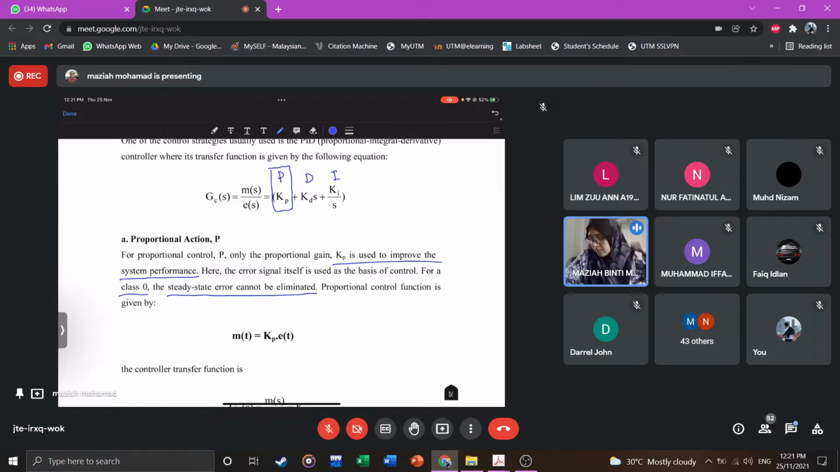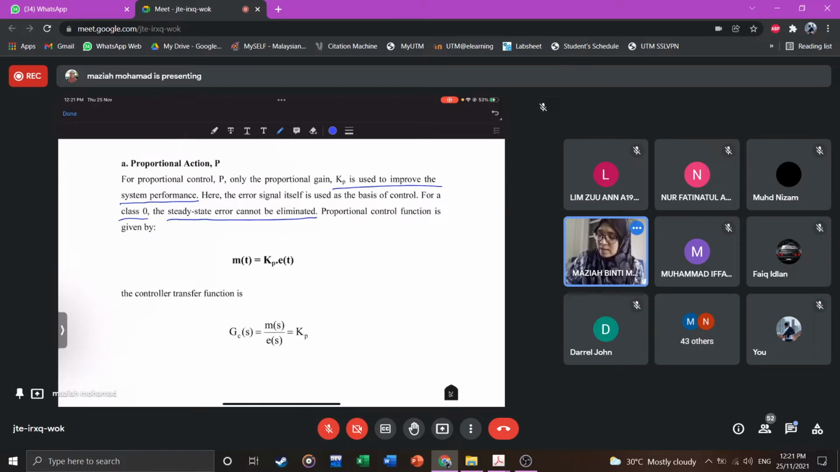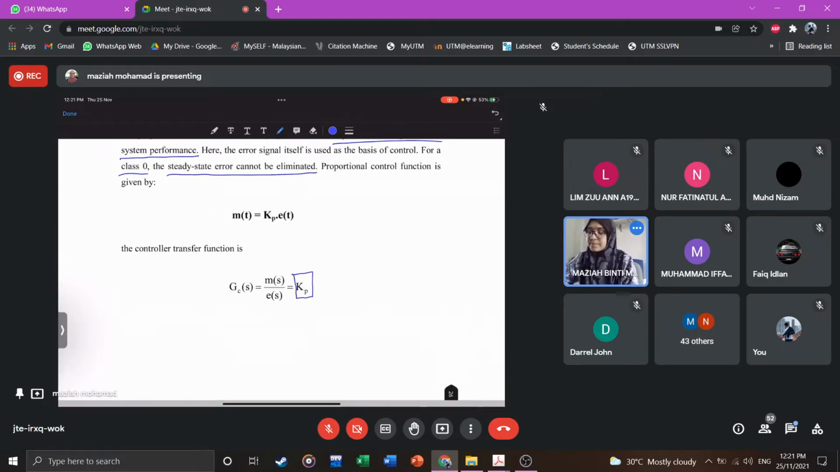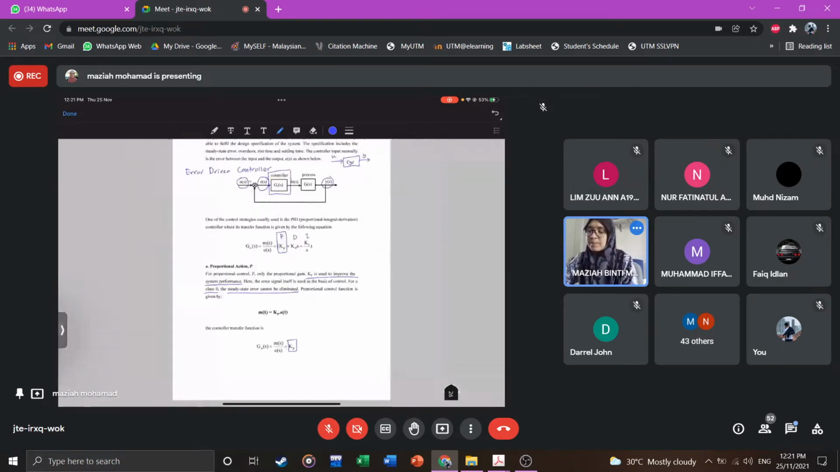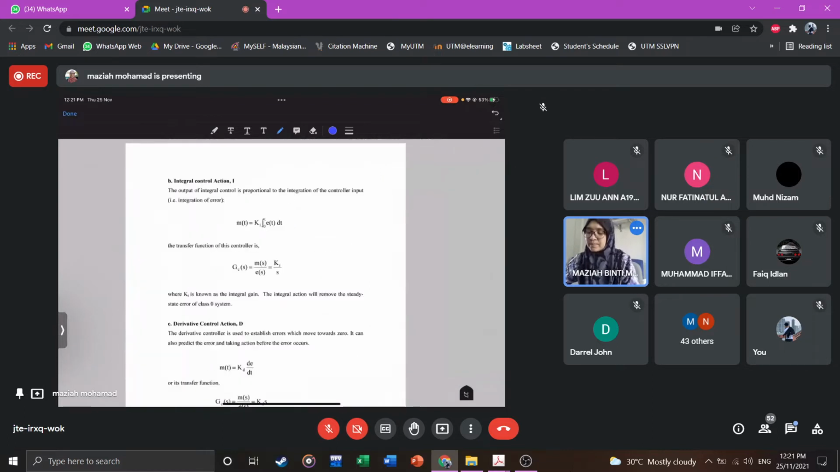In terms of transfer function, the transfer function of the P controller is only a value, KP. It is actually just a constant. That is for the P controller.